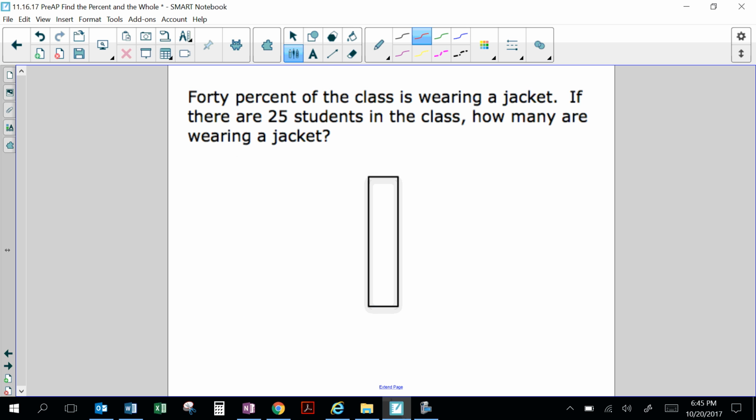All right, 40% of the class is wearing a jacket. That's not everybody. That's not even half of the class. It's only 40%, which is less than half. There are 25 students in the class. Is that everybody in the class? Yes, it's 100%. How many are wearing a jacket?